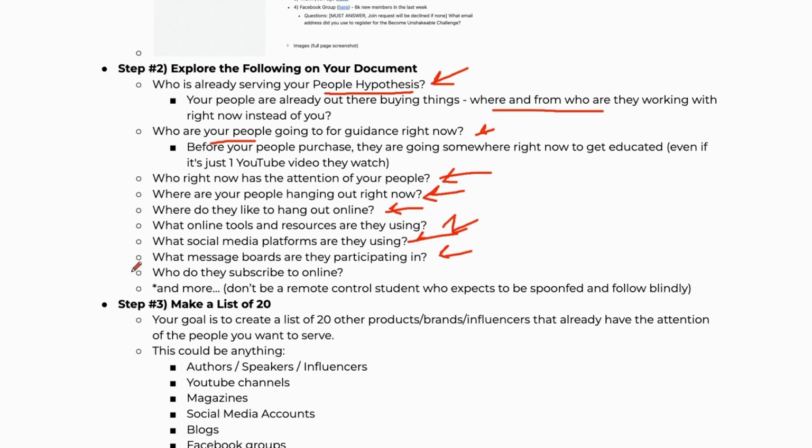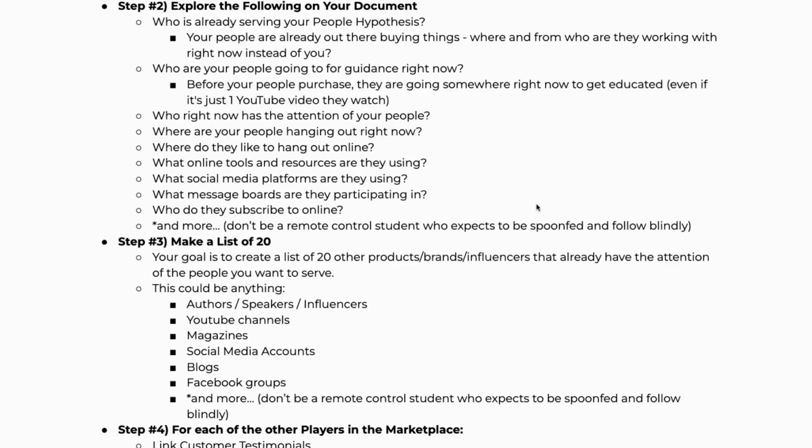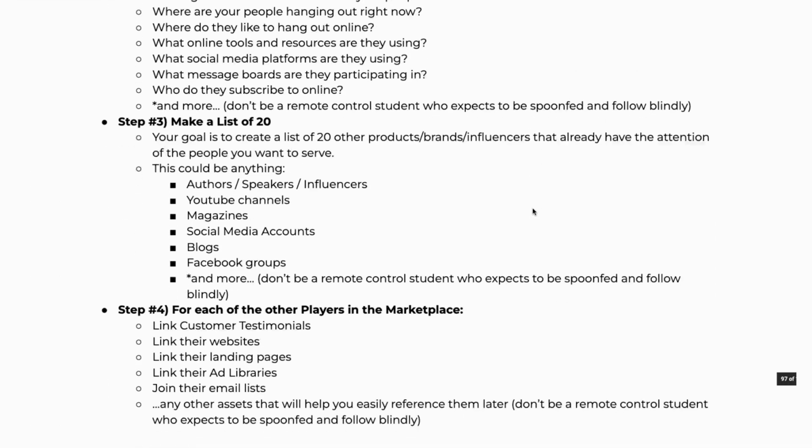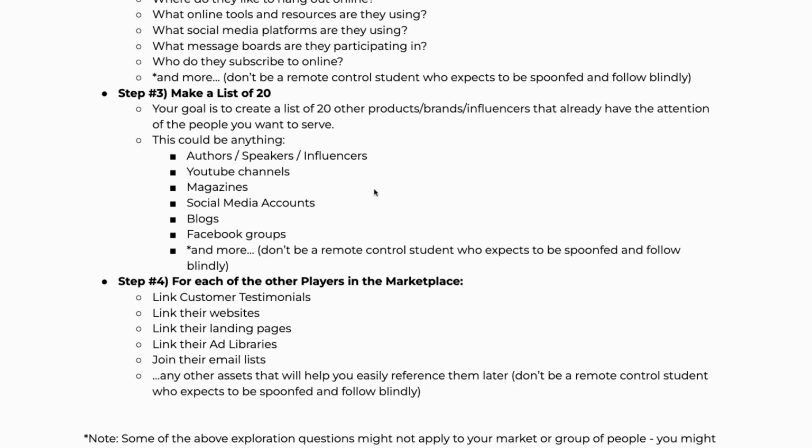Now, does that mean this is an exhaustive list? No. You don't want to be a remote control student who expects to be spoon-fed and follow blindly, because this is just an example of prompts that you can follow. What you ultimately need is a list of at least 20 other products, brands, and influencers that have the attention of the people you want to serve.